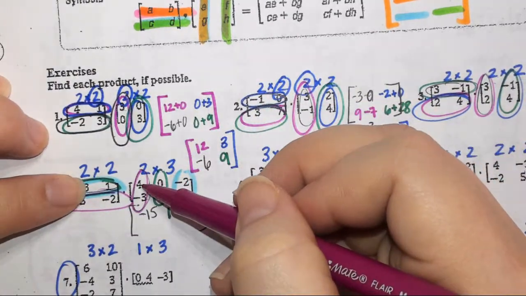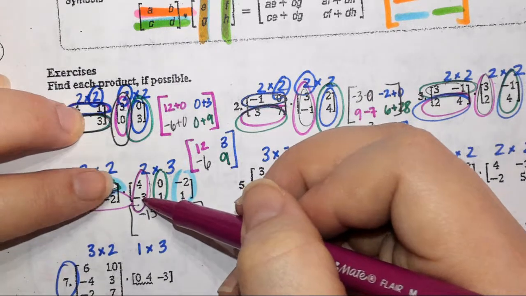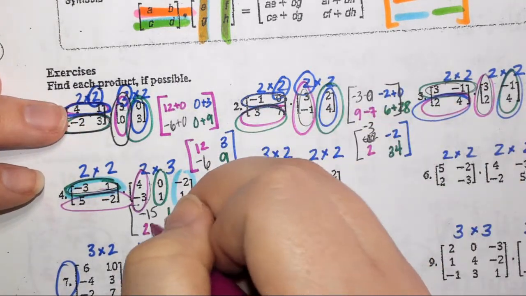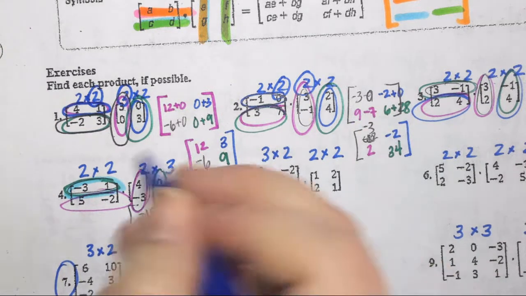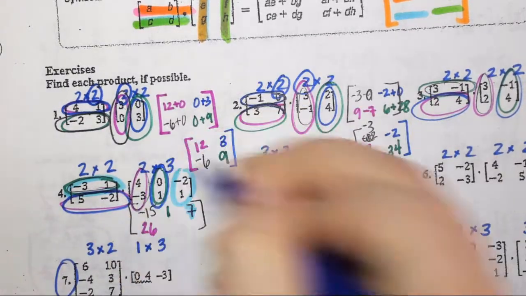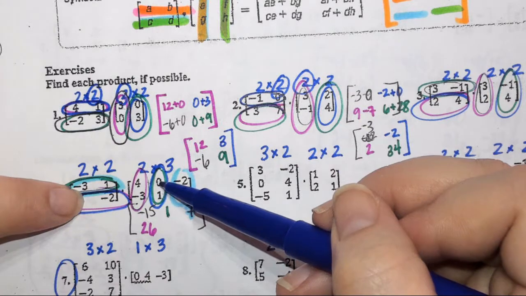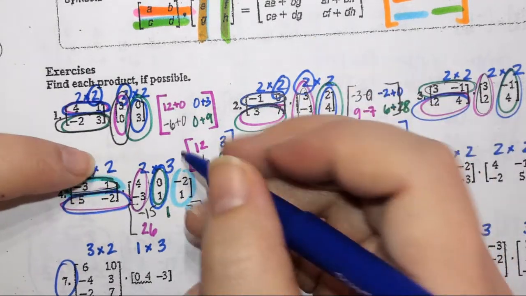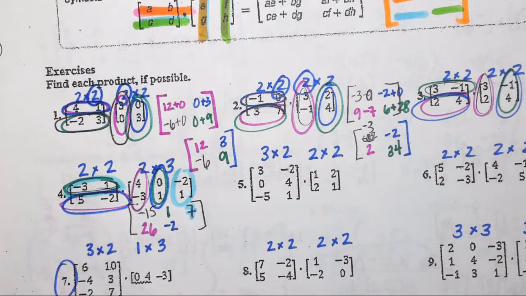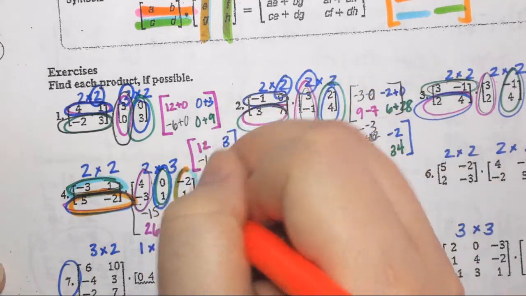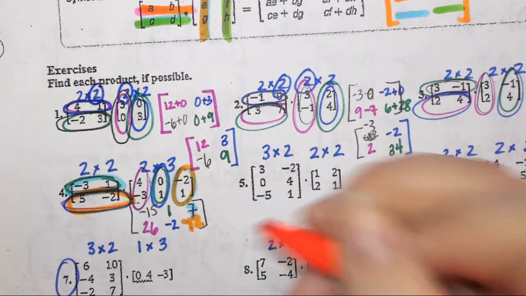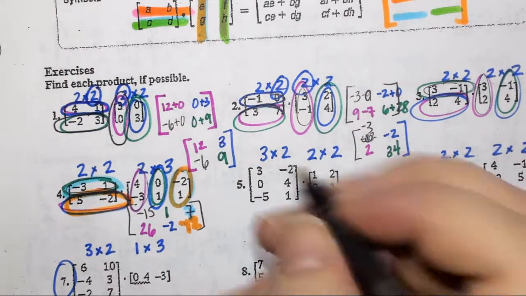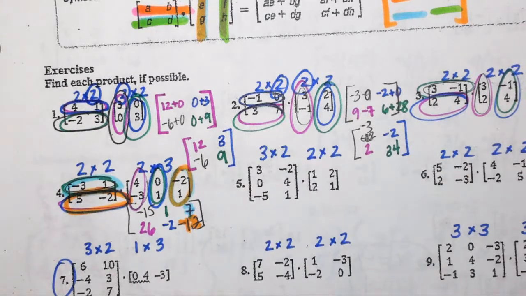So 5 times 4 is 20. Negative 2 times negative 3 is positive 6. So 20 plus 6 is 26. Then 5 times negative 2, with 0 times 1. 5 times 0 is 0. Negative 2 for the other, so we just end up with negative 2. And for our very last entry, bottom row, last column, negative 10 minus 2, we get negative 12. And that's it.